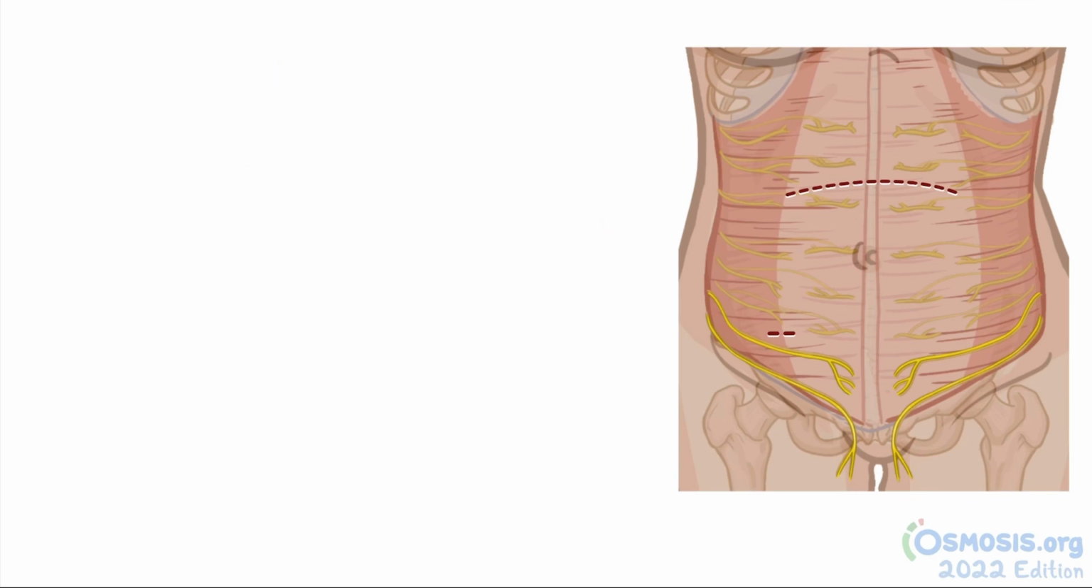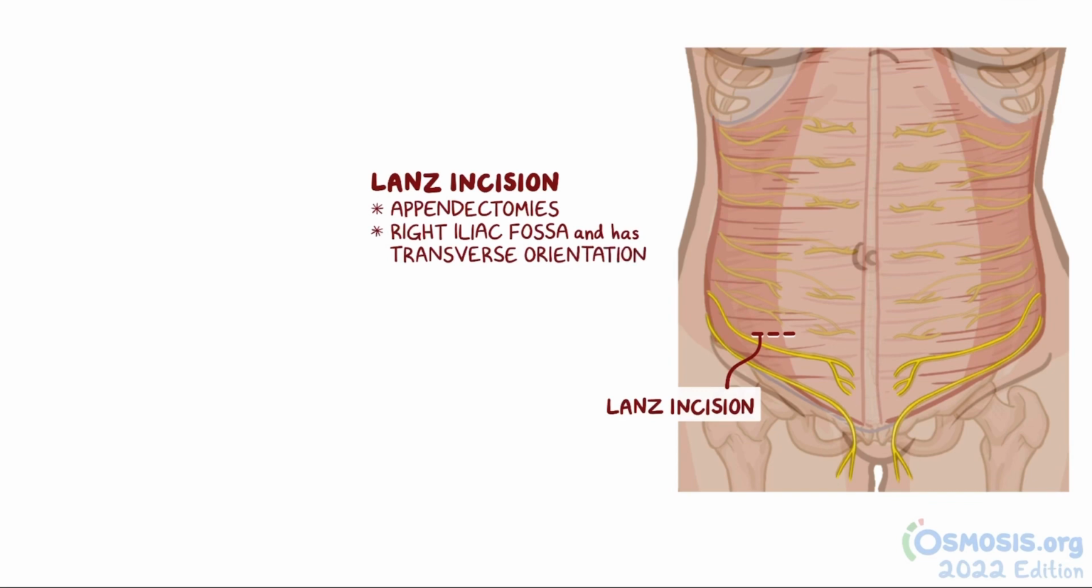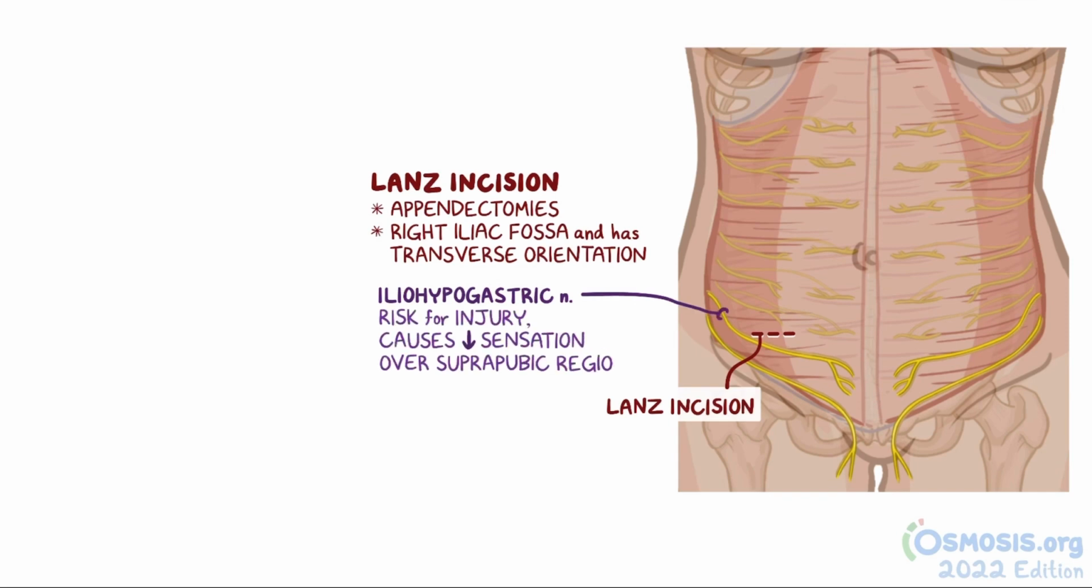Another type of transverse incision is a Lanz incision, which may also be used for appendectomies and is located in the right iliac fossa and has a more transverse orientation. These types of incisions leave the anterior branch of the iliohypogastric nerve at risk of injury, which would cause decreased sensation over the suprapubic region.